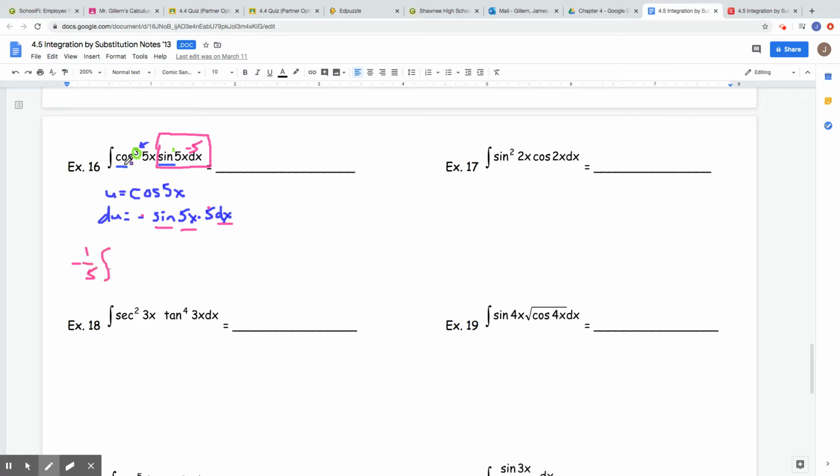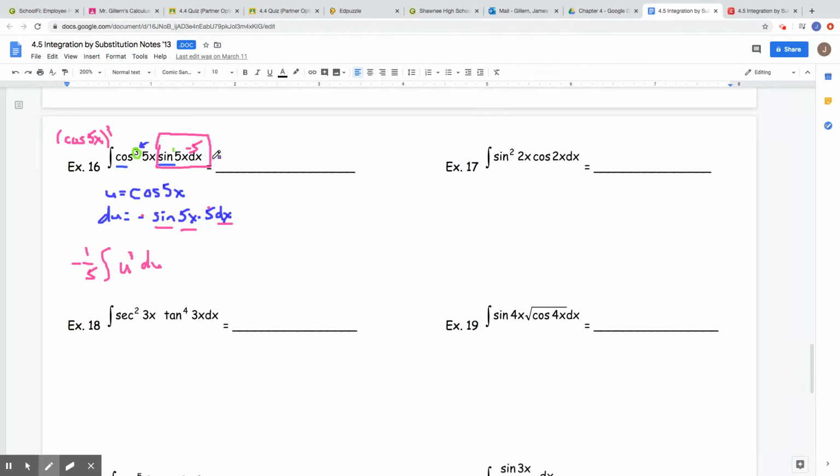Now, what's left? We have cosine 5x to the third power. Remember, when you have a power like that, this is the same thing as cosine 5x, that whole thing being cubed. That's what this means. But what is cosine 5x? That's our u. So all of this just becomes u cubed. All of this in the pink box is my du.